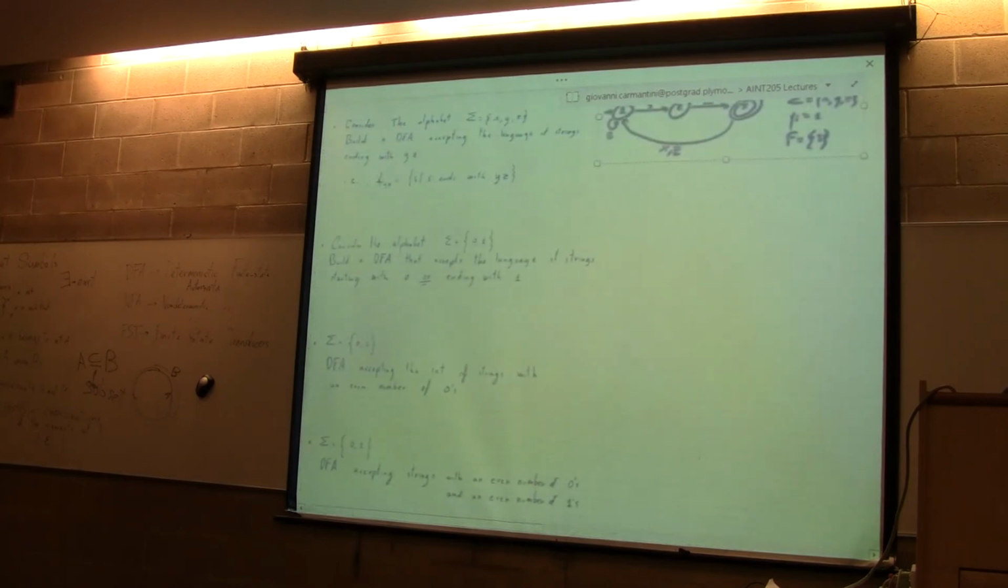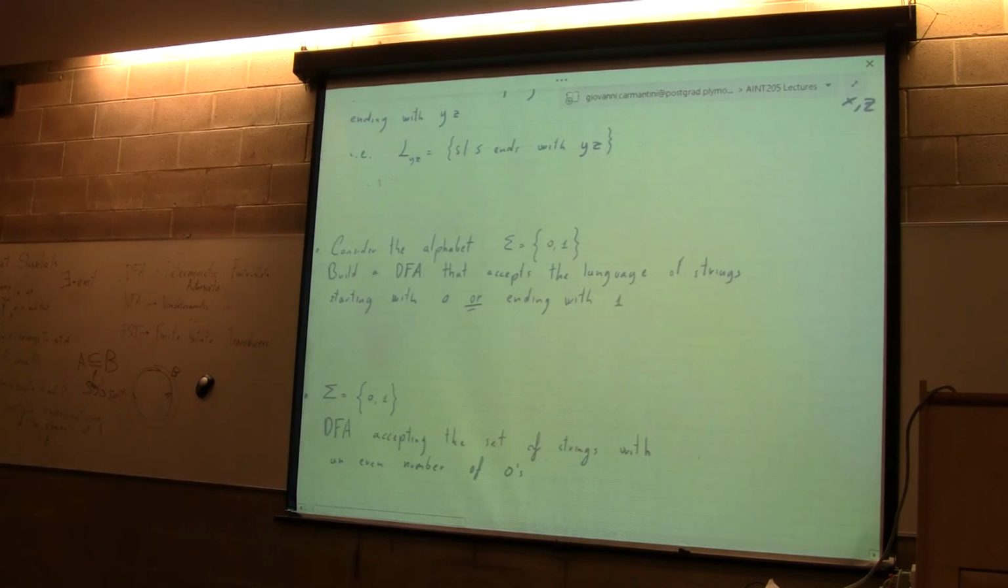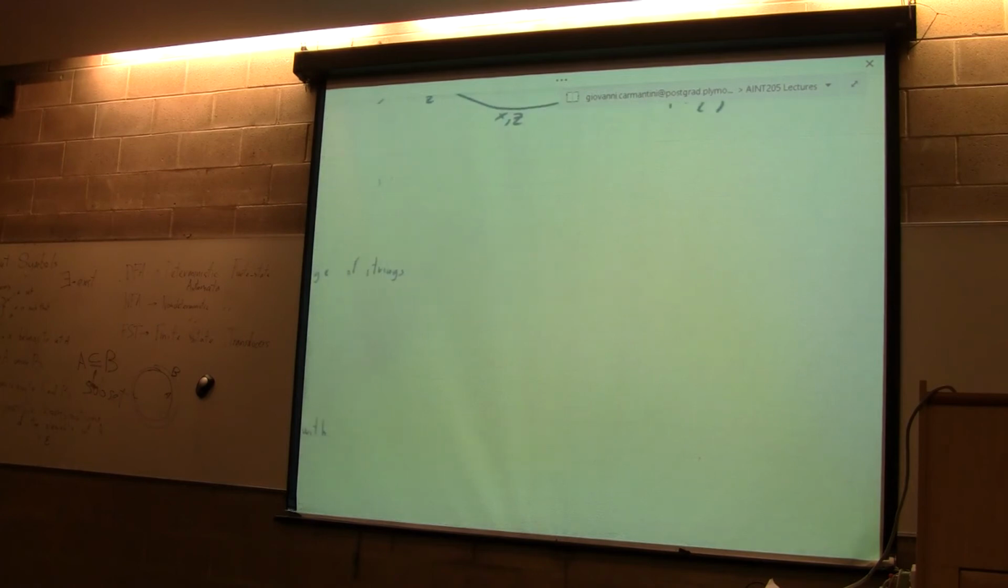Okay. So 0 and 1, the alphabet is now 0 and 1, with a DFA that accepts the language of strings starting with 0 or ending with 1. So this is actually simpler than the first one, I think. So this is the first state. You want to accept a string if it starts with 0 or if it ends with 1. So help me out here.